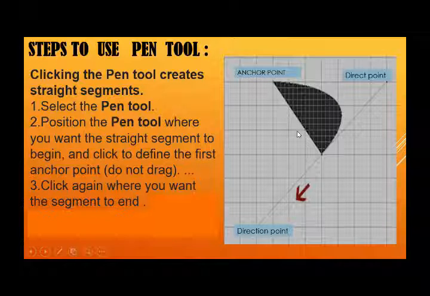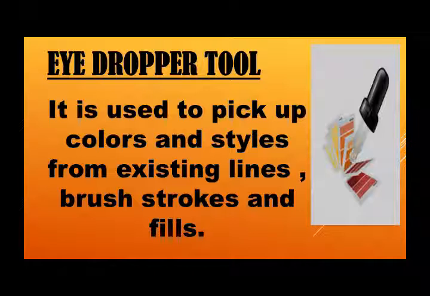Now, moving on to the next tool. The next tool is the eyedropper tool. If you observe the picture of the eyedropper tool, it looks like the same eyedropper that we use at our homes. Now, what is the use of our eyedropper tool? It is used to pick up colors and styles for existing lines, brush strokes, and fills.